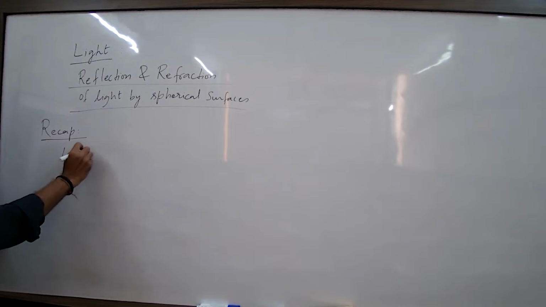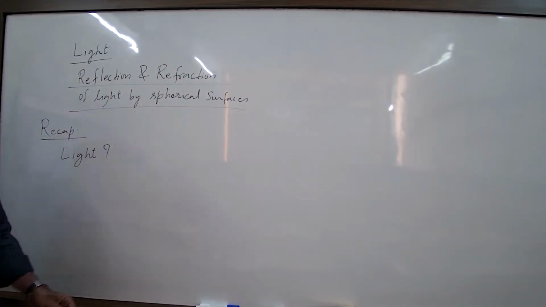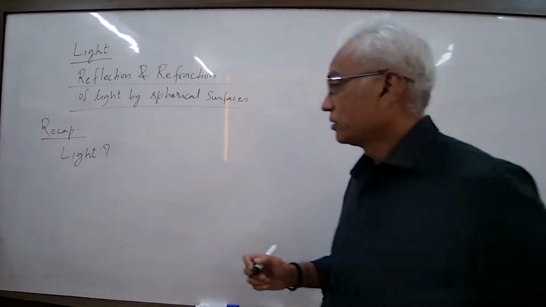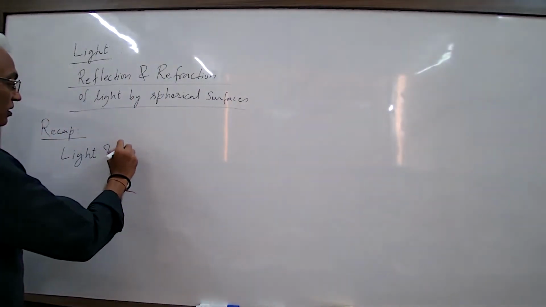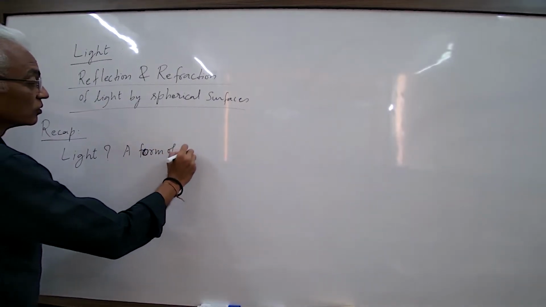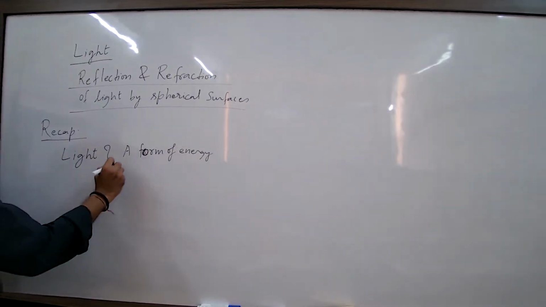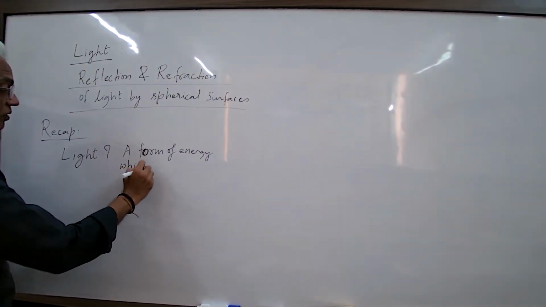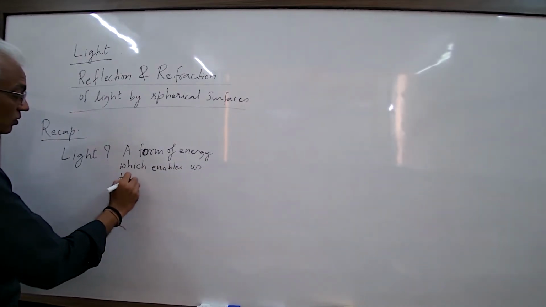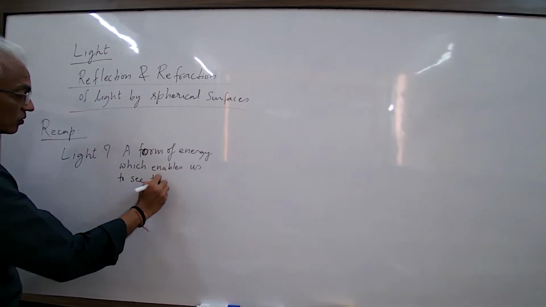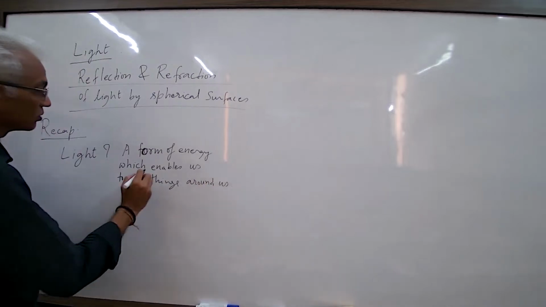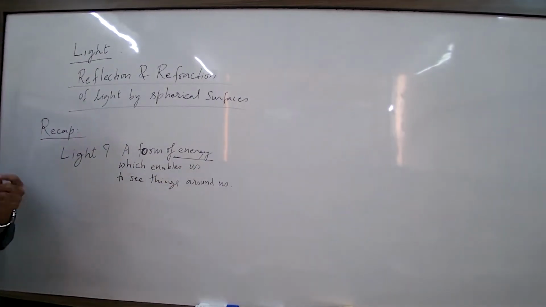I'll ask you a question. You should be able to answer. So, what is light? A form of energy which makes it possible to see. Yes. So light, first of all, is a form of energy which enables us to see things around us. The key thing is it is a form of energy.